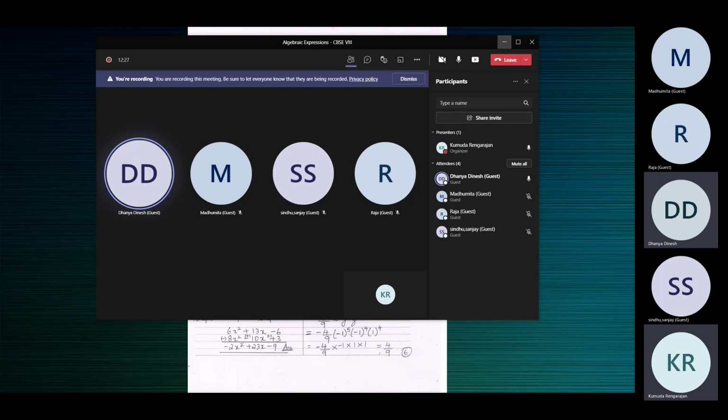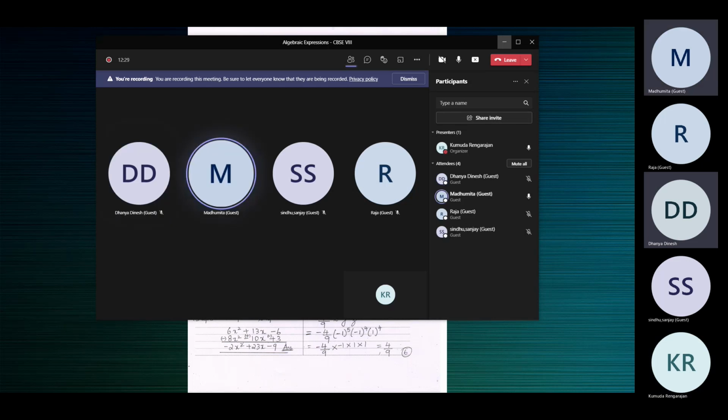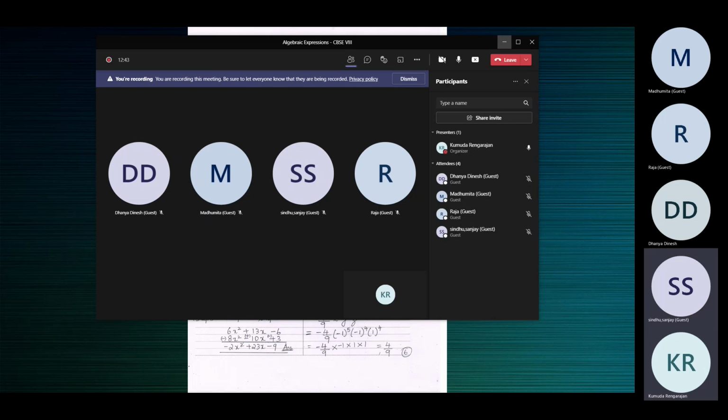Okay. Madhumita? Ma'am, I have continuous assignments and exams from my school, so I'll definitely complete it within this upcoming week, ma'am. Okay. Valid reason. No problem. Correct. Sanjay and Sindhu?